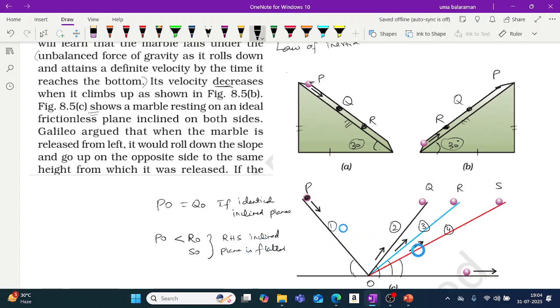So if I keep making the right side inclined plane flatter and flatter.